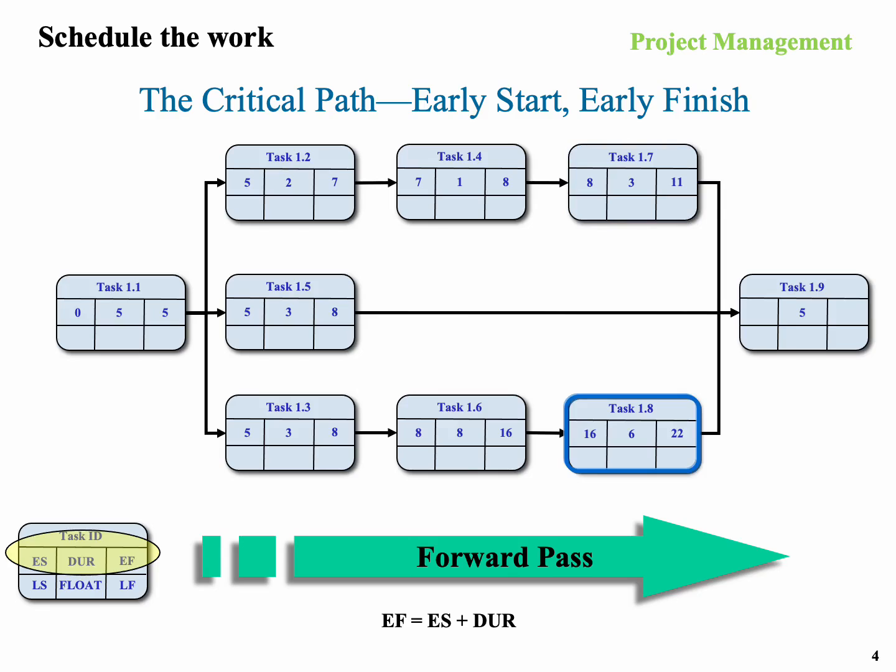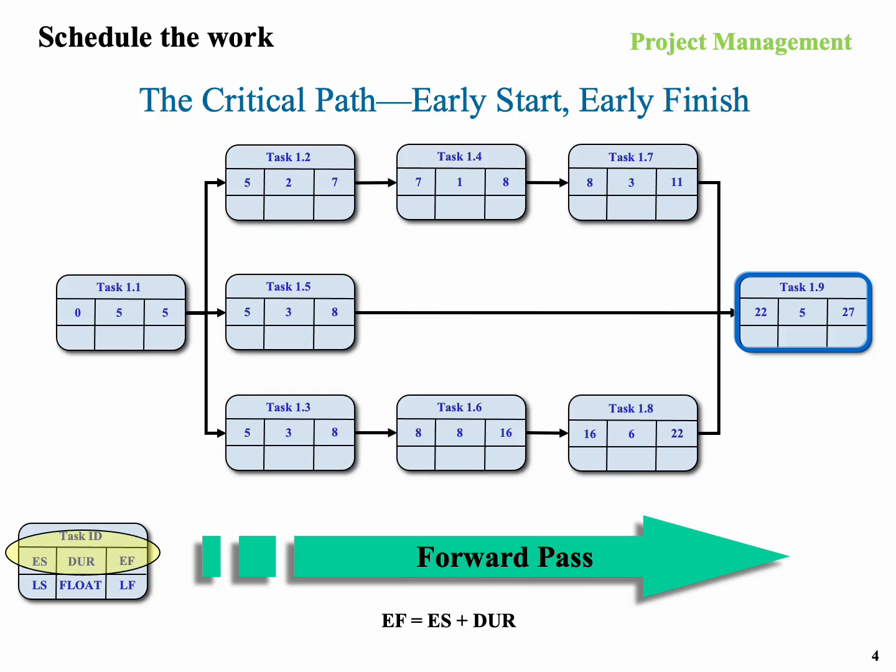Now for the very last task, 1.9, since all the other tasks to the left of it have to be completed, the earliest it can start is when all the other tasks are actually completed. So in this case, it can't start until 22. 22 plus 5 is 27. So this is telling us that the quickest we could do whatever this group of tasks is, is 27.